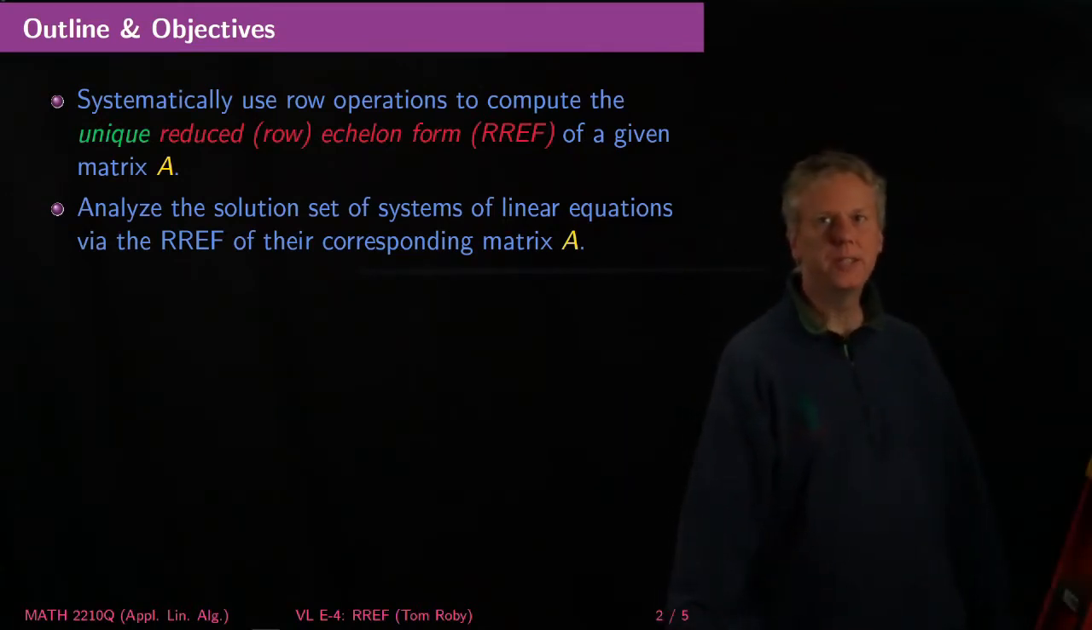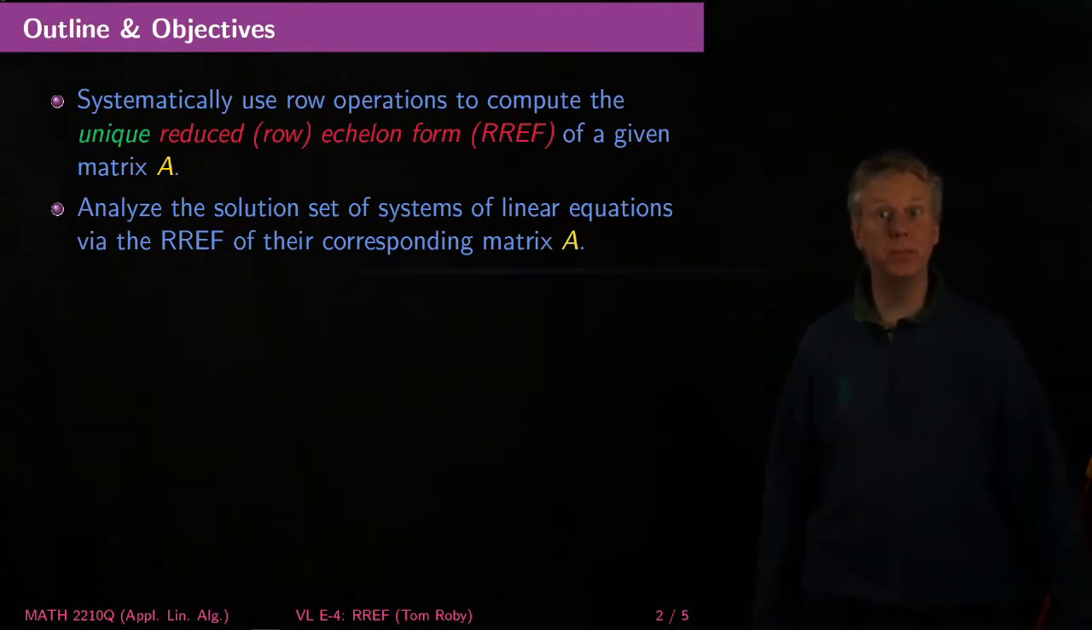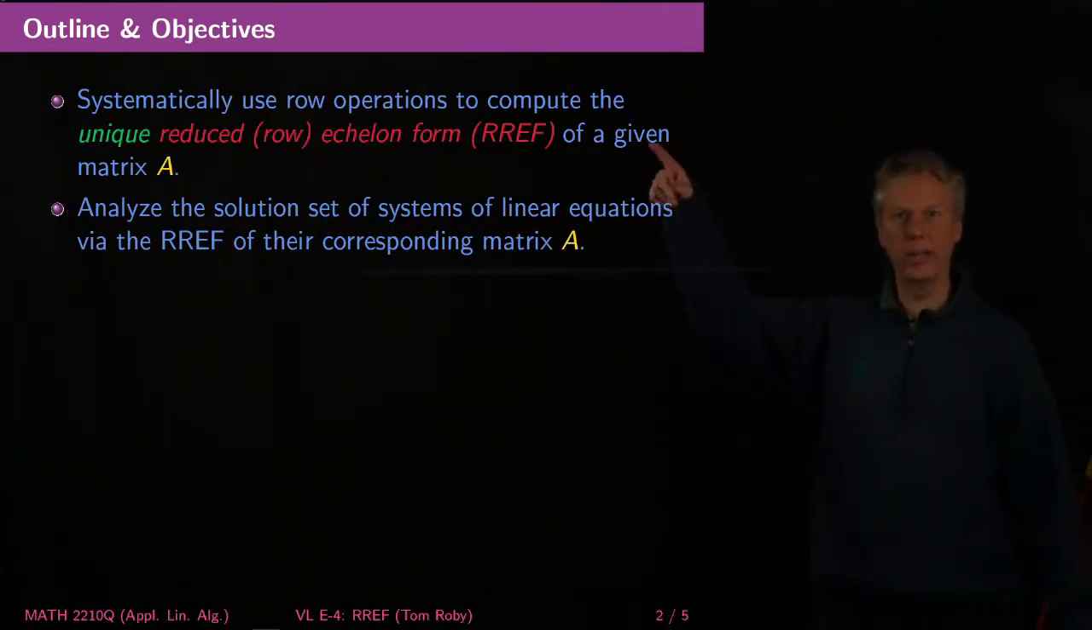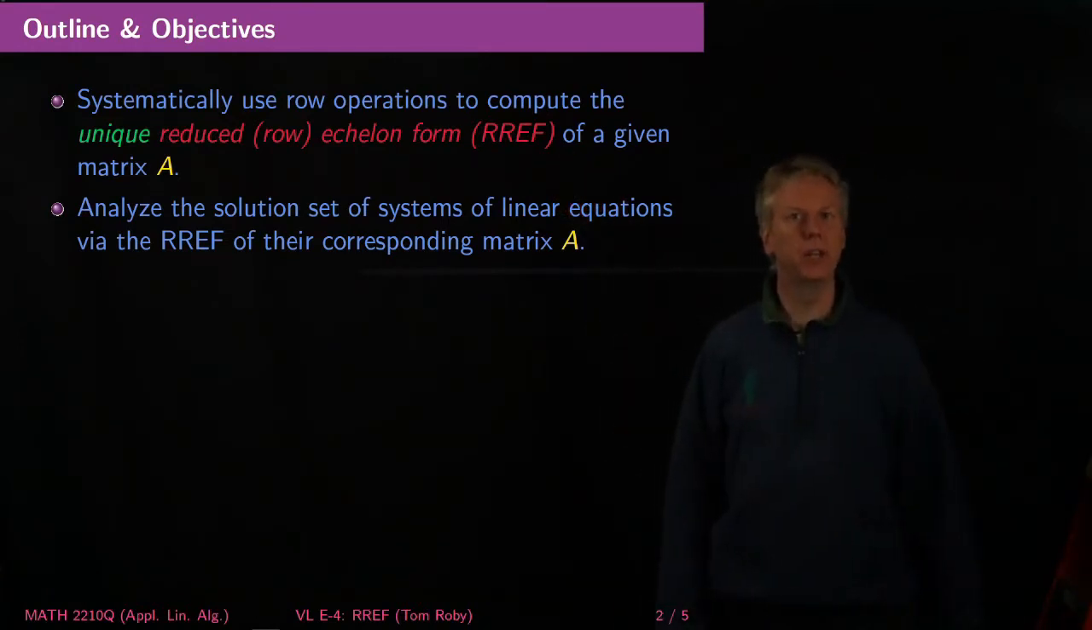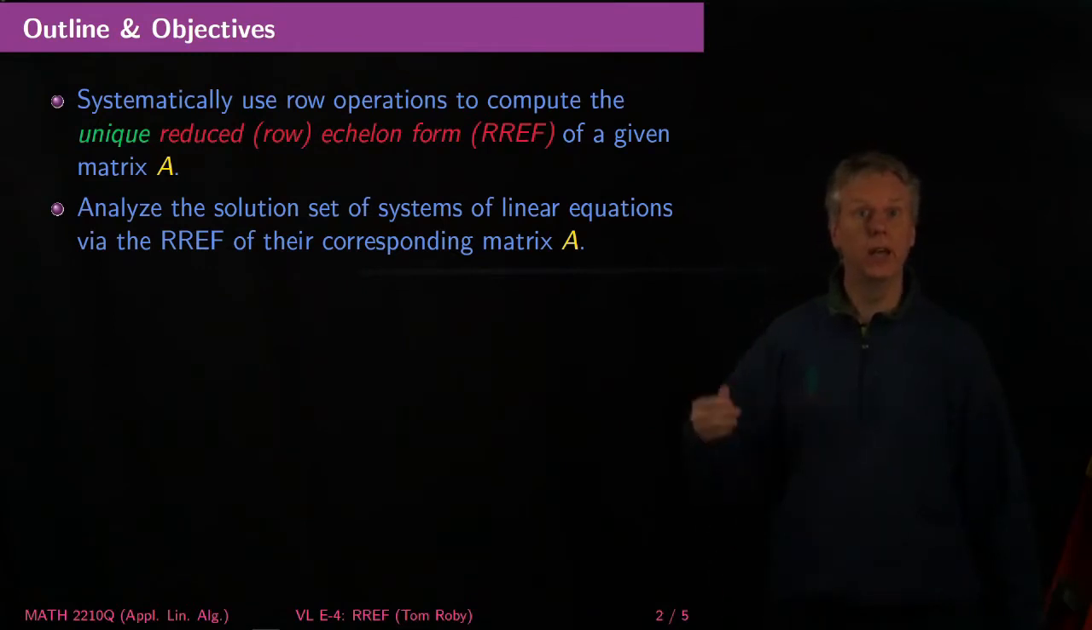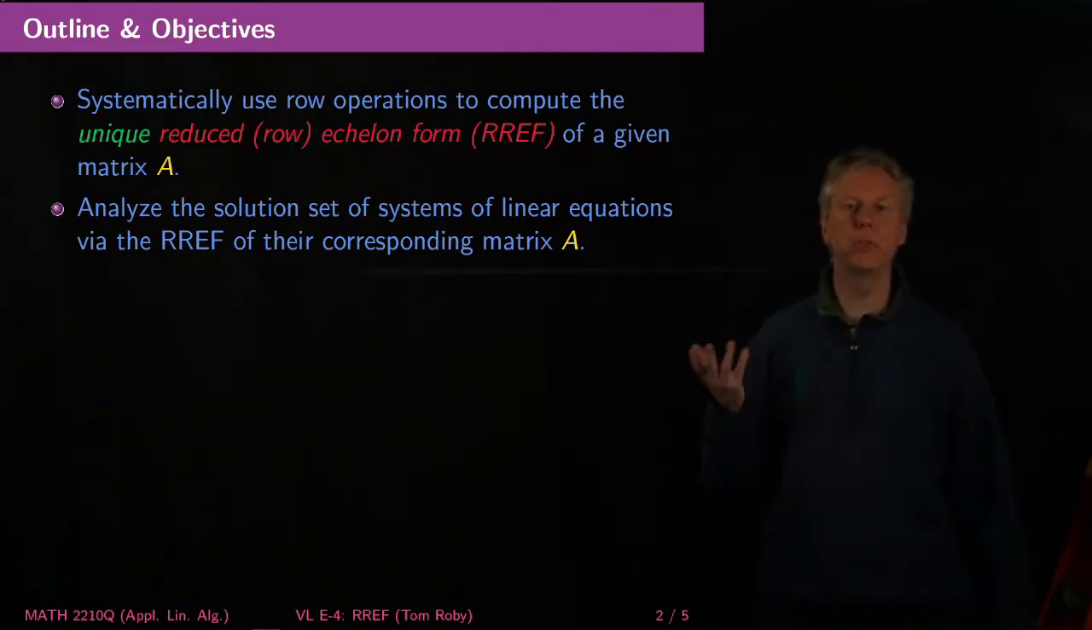What we'd like to do now is to systematically use row operations to compute the unique reduced row echelon form, RREF, of a given matrix A. We've already seen the definition of this, but I'll remind you of it again. Echelon forms by themselves are already useful, and sometimes they're good enough. But what's particularly nice about the row-reduced echelon form is that there's a unique one associated with every matrix.